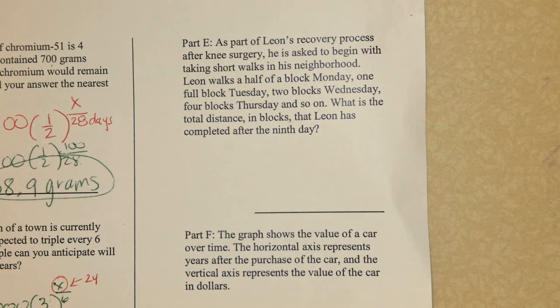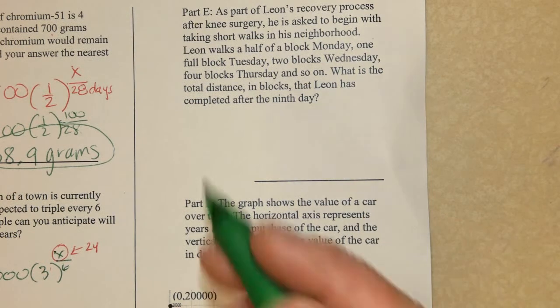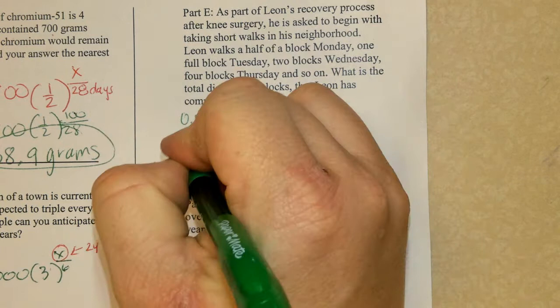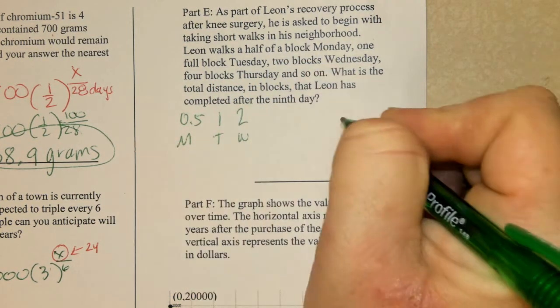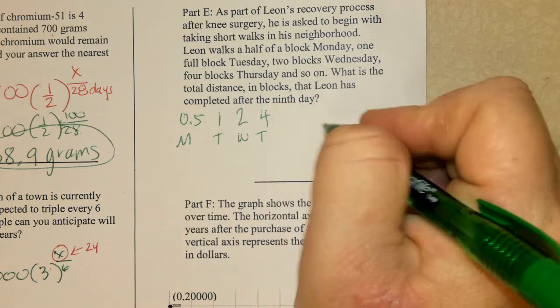Part E. Give me 1 second. So Part E is talking about Leon's recovery process. And it says that as part of Leon's recovery process after knee surgery, he is asked to begin with taking short walks in his neighborhood. He walks a half a block on Monday, and then on Tuesday he walks 1 full block. On Wednesday he walks 2 blocks, and on Thursday he walks 4 blocks, and we're going to continue this pattern.